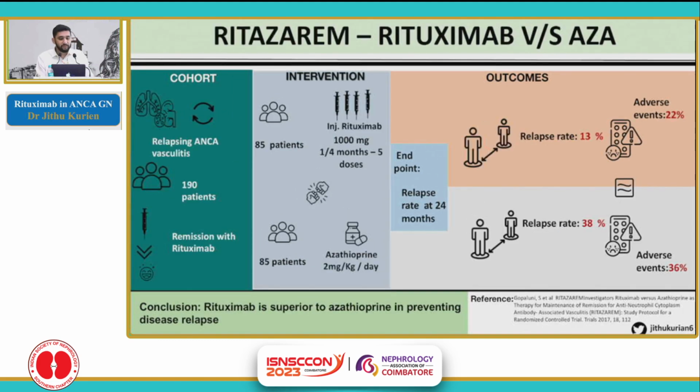The RITAZAREM trial is another trial which was done predominantly in relapsing ANCA vasculitis, 85 patients, and the dosage of rituximab was different. They used 1000 milligram once in 4 months, 5 doses, compared with azathioprine, and they found that the relapse rates are higher in the azathioprine group as compared to rituximab, with very similar adverse events.